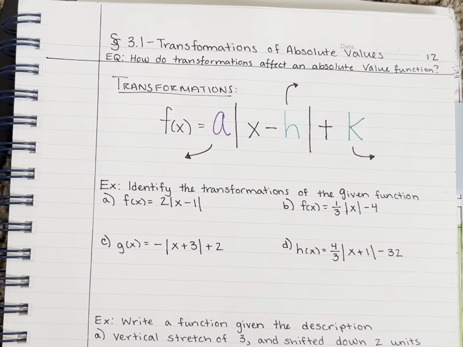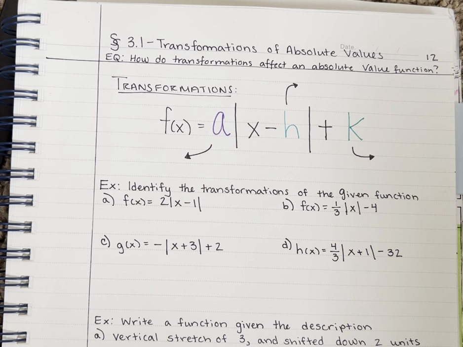Okay, guys, so today we're going to be learning about the transformations of absolute values. And the essential question is, how do transformations affect an absolute value function? So the absolute value function is an equation that creates kind of a V. And we know the absolute value of a number is the distance it is away from zero. In an absolute value function, all of the points are evenly spaced away from the center, or the vertex, which is what we're going to call zero.